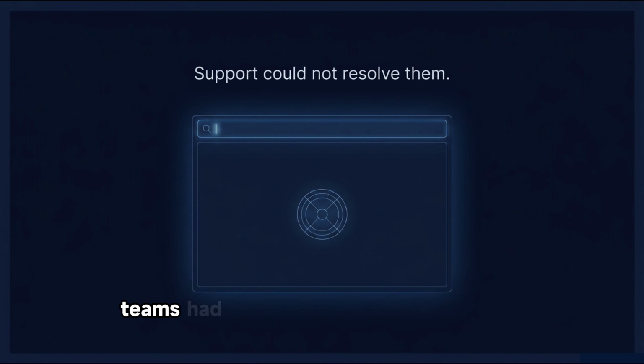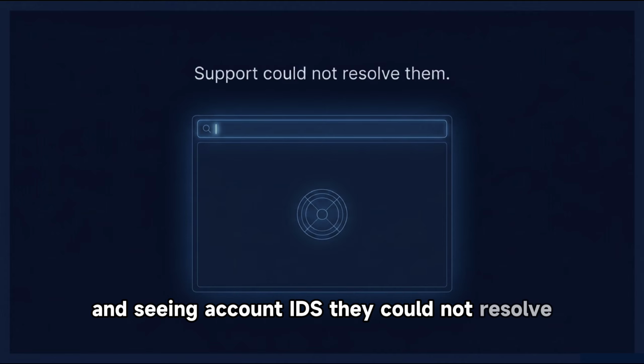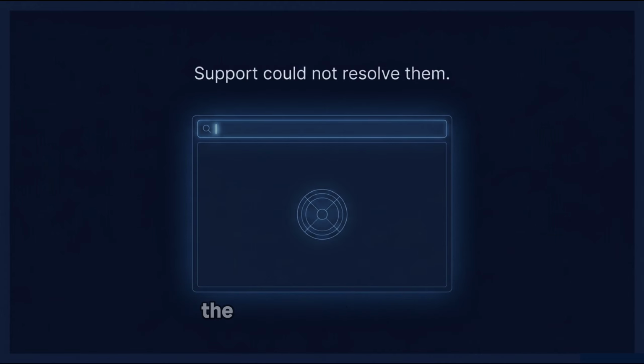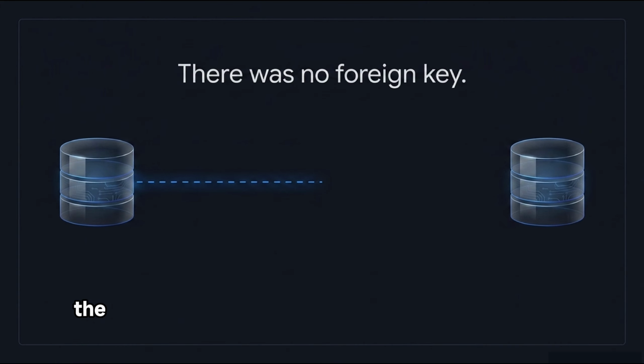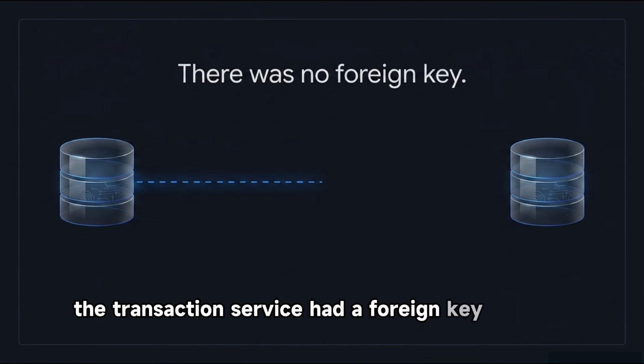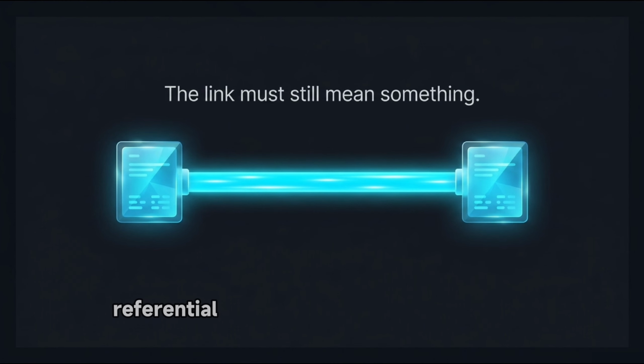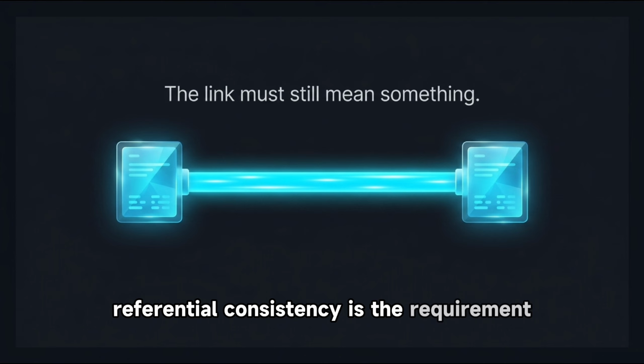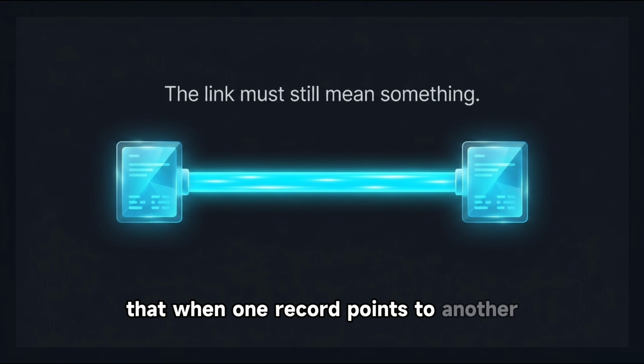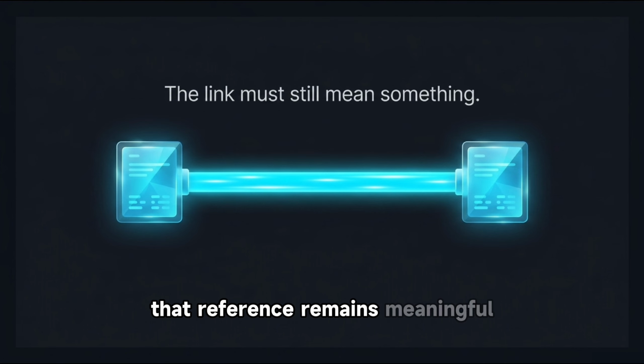Customer support teams had been pulling those records up and seeing account IDs they could not resolve. The accounts were gone, the references were not. The transaction service had a foreign key problem, except it had no foreign keys. The accounts lived in a separate database. No constraint linked them. Referential consistency is the requirement that when one record points to another, that reference remains meaningful.